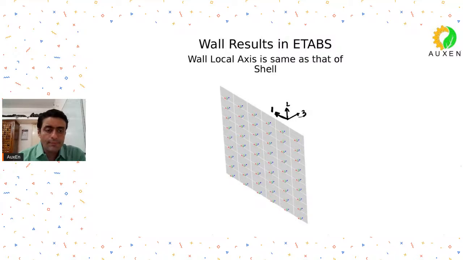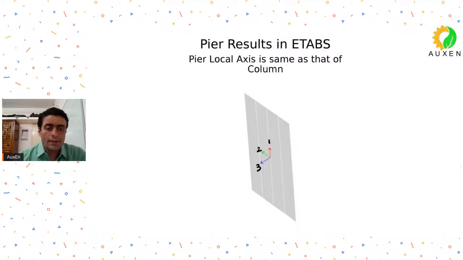Now, very interestingly, when you assign a pier label to any wall, I'm talking with respect to ETABS, the local axis system changes. Can someone tell me this local axis system of a pier, which element does it represent? One is along the length of the pier wall or shear wall, I would say RCC structural wall. Two is also in plane, three is out of plane. So this represents the local axis system of a pier. This represents the local axis of a column.